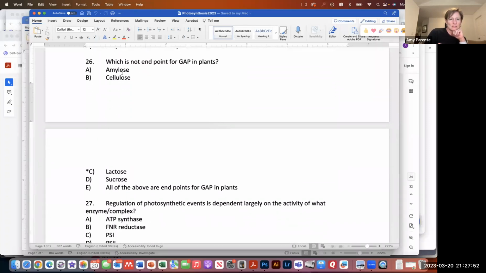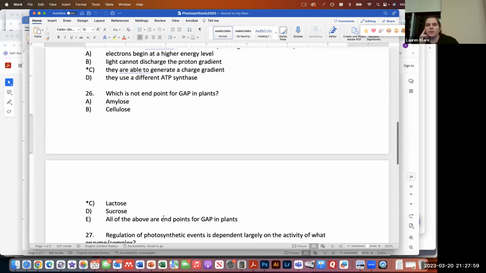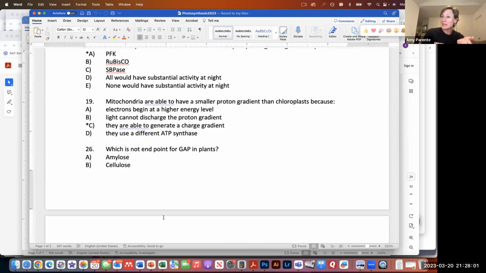There's 26 is kind of split there. Plants don't make lactose. Can you explain what GAP is again? So GAP is glyceraldehyde 3-phosphate. If you think about glycolysis, that was the end of stage 1 of glycolysis. So by making that 3-carbon piece, we are halfway through, kind of remaking glucose.